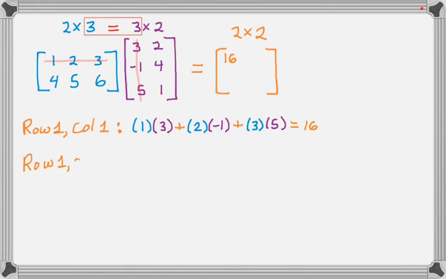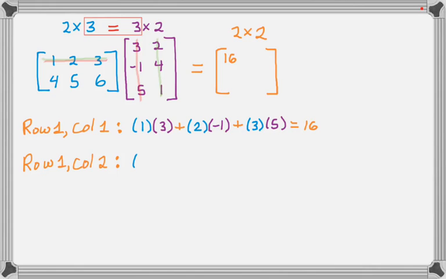So the next thing we're going to do is row 1, column 2. For the element in row 1, column 2, you take row 1 of the left matrix, and you take column 2 of the right matrix, and you do your products and adding again.